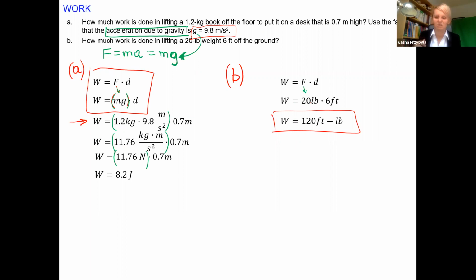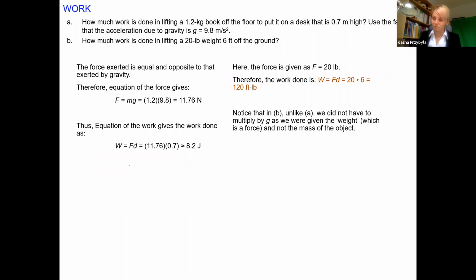Maybe part A has, but if I give you different numbers, it will be so easy to do it. Just please remember that kilograms times meters over seconds squared is a Newton. Newton times meter is a joule. That's it. And we can see in part B, we didn't have to multiply by g, the acceleration due to gravity, as we were given the weight, which actually is the force and not the mass of the object.